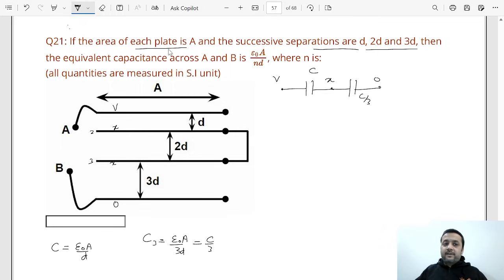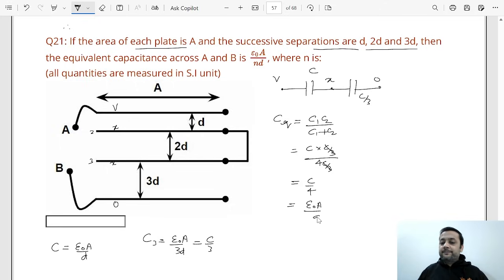Okay, and we were required to find the equivalent capacitance between V and 0. So we can say that these two capacitors are in series. So C equivalent will become C1 C2 divided by C1 plus C2. Right? C1 is C, C2 is C by 3, divided by C1 plus C2, which will become 4C by 3. So C by 3 cancels. We get the answer C by 4. Value of C was epsilon naught A by d, and 4 is also present, so your n becomes 4. I hope you have understood. All right.